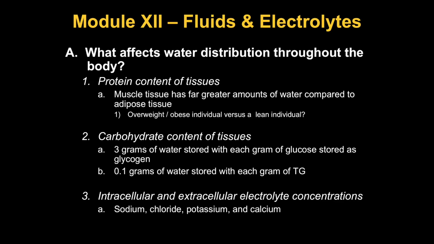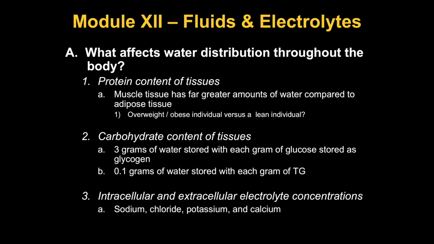So how are we going to distribute fluid here? What is affecting the distribution throughout the body? Well, number one, protein content makes a difference. So muscle tissue has a larger amount of water compared with adipose tissue. It begs the question of, are there differences with overweight and obese individuals versus a lean individual? Are they going to have less water or more water? Well, if you think about muscle mass, an athlete typically has more muscle mass, so they're going to have more water within their muscle tissue. So protein content really makes a difference for the athlete.